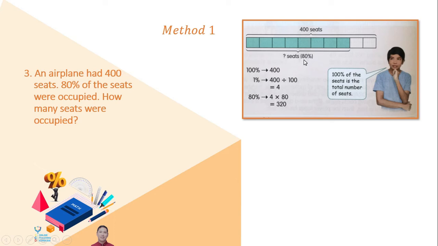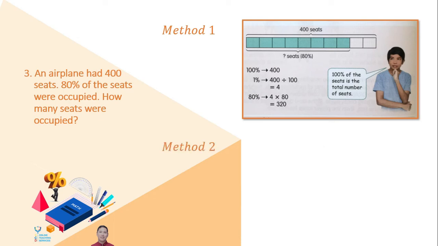Now we are going to calculate how much is 1%. 100% is equivalent to 400 seats, and 1% is equal to 400 divided by 100, and that gives us 4. So if we are going to get 80% of the number of seats that were occupied, then 80% is equivalent to 4 times 80, and that gives us 320. So 100% of the seats is the total number of seats.